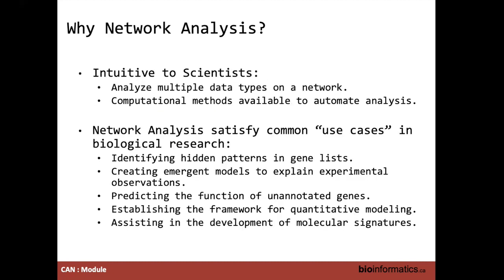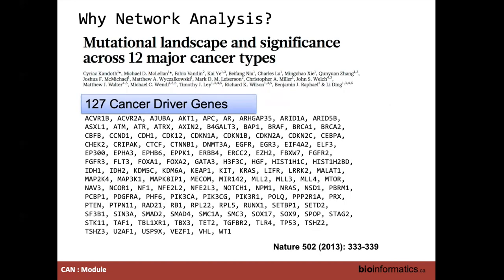The reasons we do this are that networks are intuitive to scientists, just like pathways. You can analyze multiple data types in the context of a network, and there are a number of methods available to automate that analysis, which is really helpful. Network analysis satisfies a number of common use cases in biological research: identifying hidden patterns within gene lists, creating models to explain the kind of work that we do within the lab, and predicting the function of unannotated or understudied genes. We'll talk a little more about that later in this talk and in the lab, about another project that we've been doing at Reactome. It also establishes a framework for quantitative modeling and assists in the identification of molecular signatures.